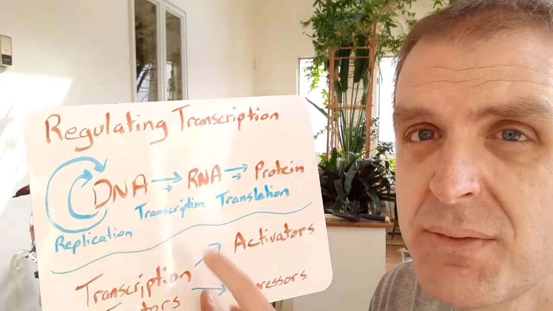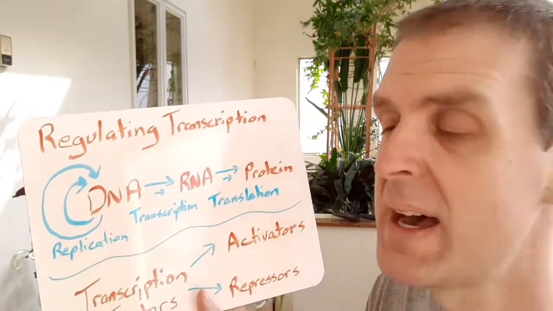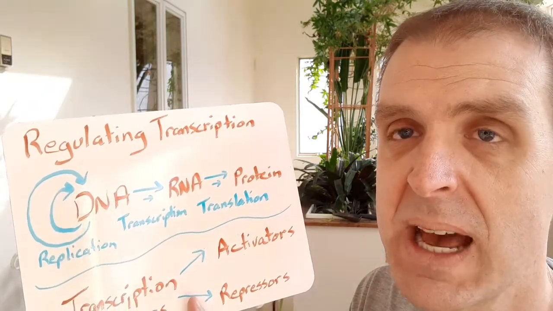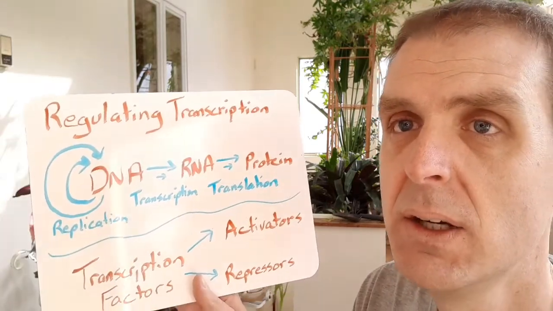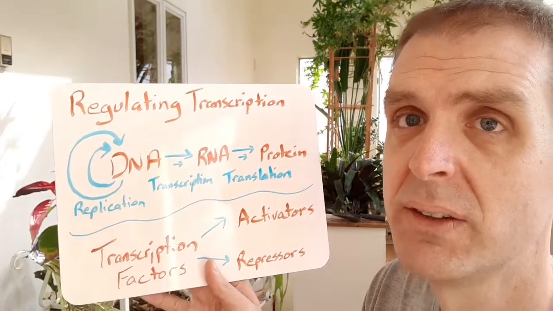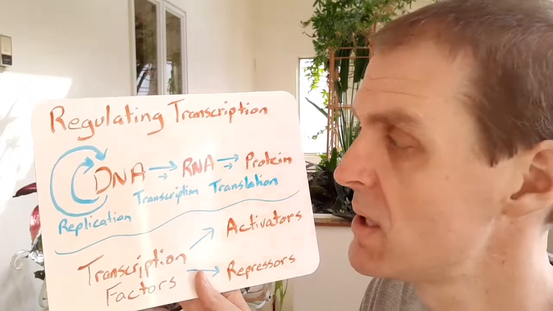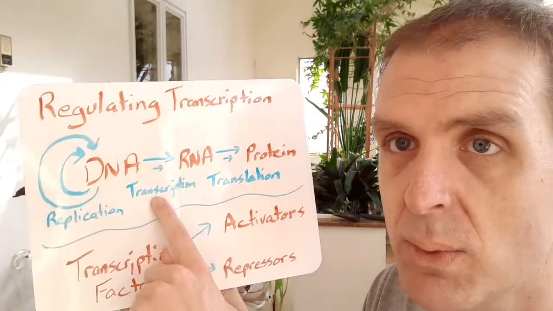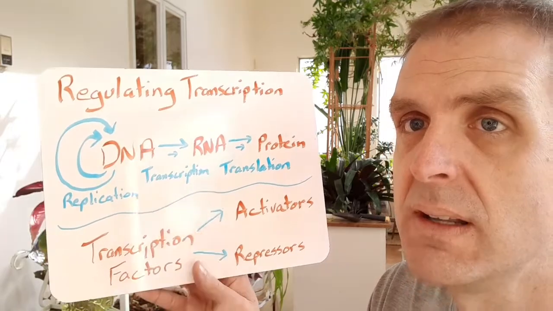The arrows are of different sizes, and the point of that is that the rate at which these different steps happen can be regulated. We've already talked about regulation of the DNA replication, those checkpoints within the cell cycle, that sort of thing. So now we're moving on to regulation of transcription rates.